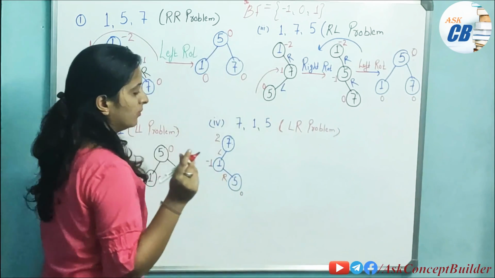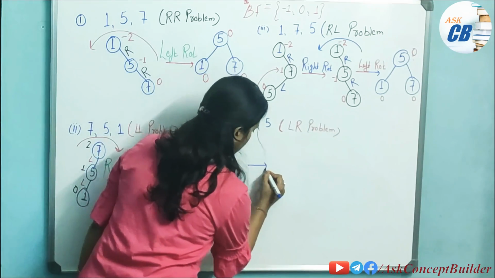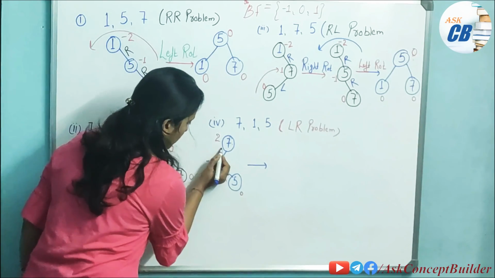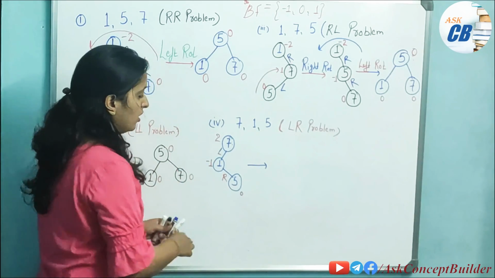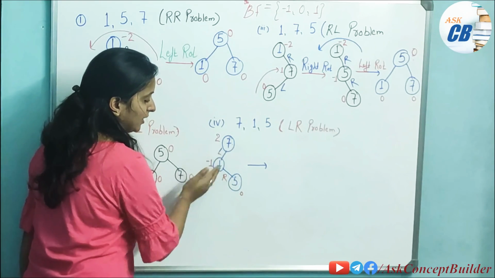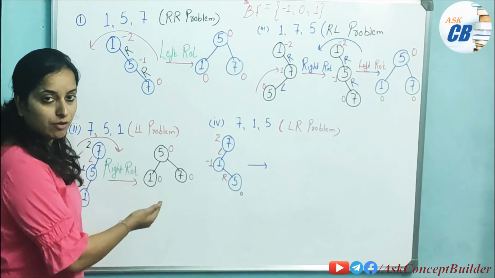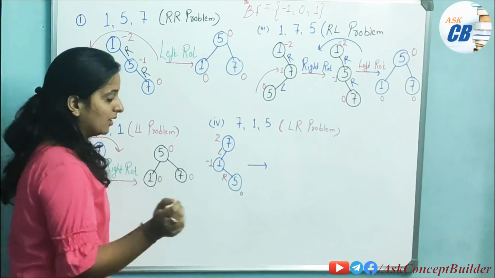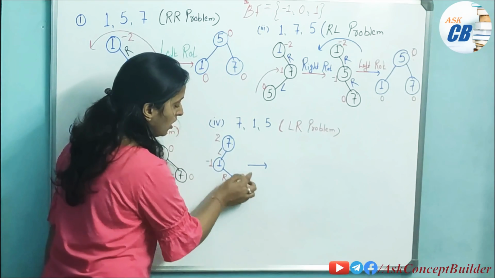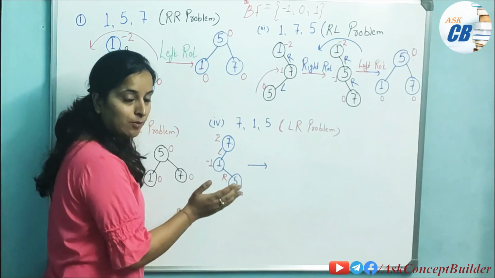Now in the LR problem, what we have to do, see, first of all, this is already your L. Now you have to make this also L, because if this becomes L, then it will become your LL problem, and in an LL problem you have to directly perform a right rotation to make it balanced. But this is not your LL, this is an LR. So first of all, we'll perform a rotation on these two nodes and make it your LL problem.